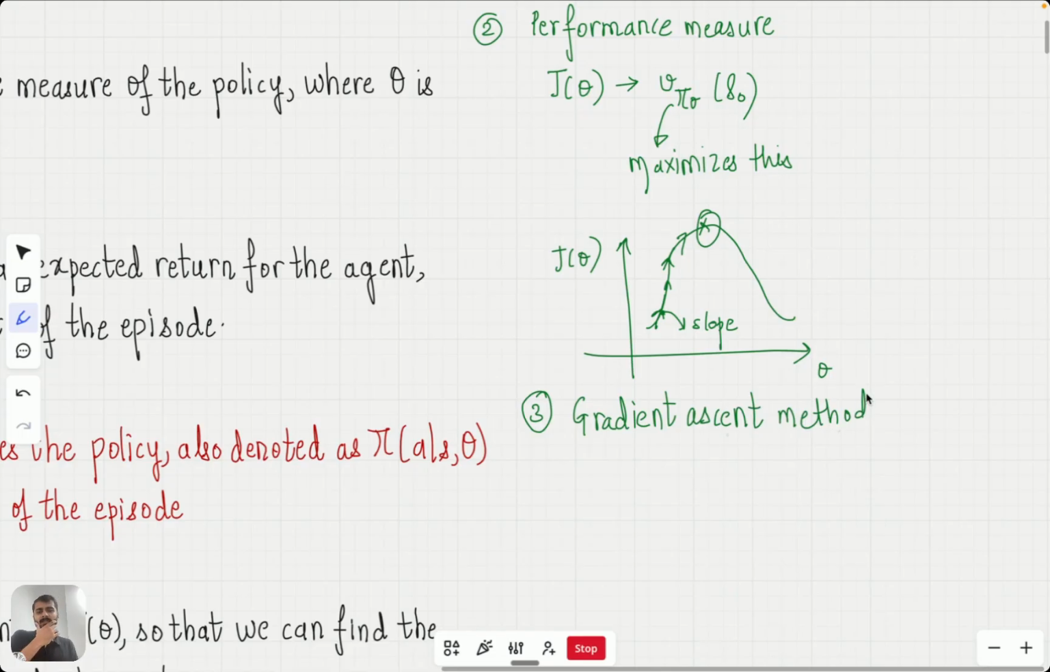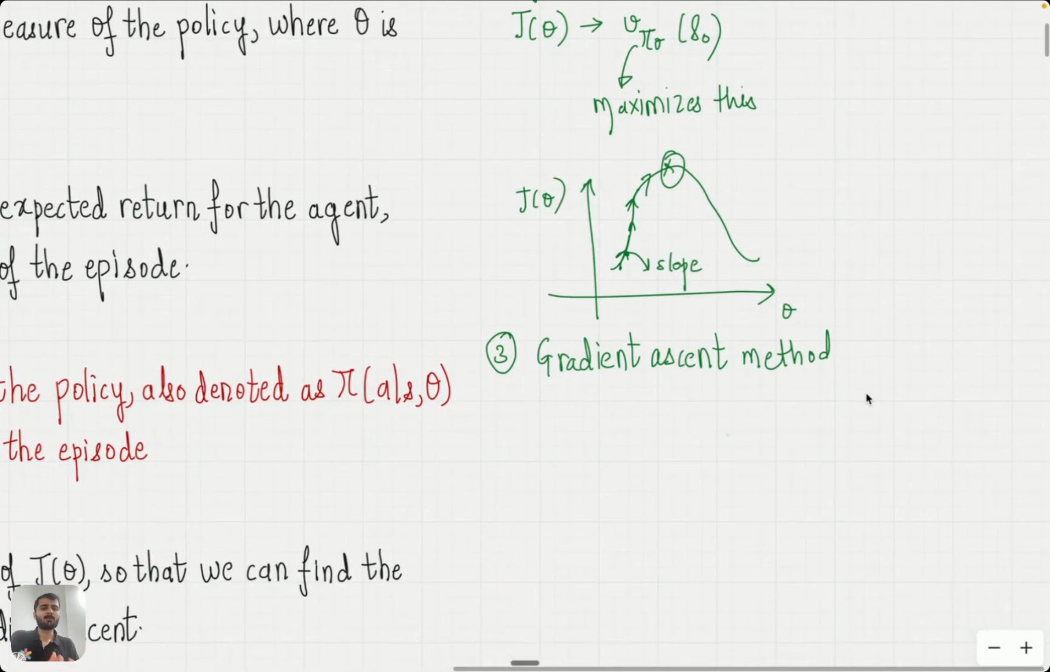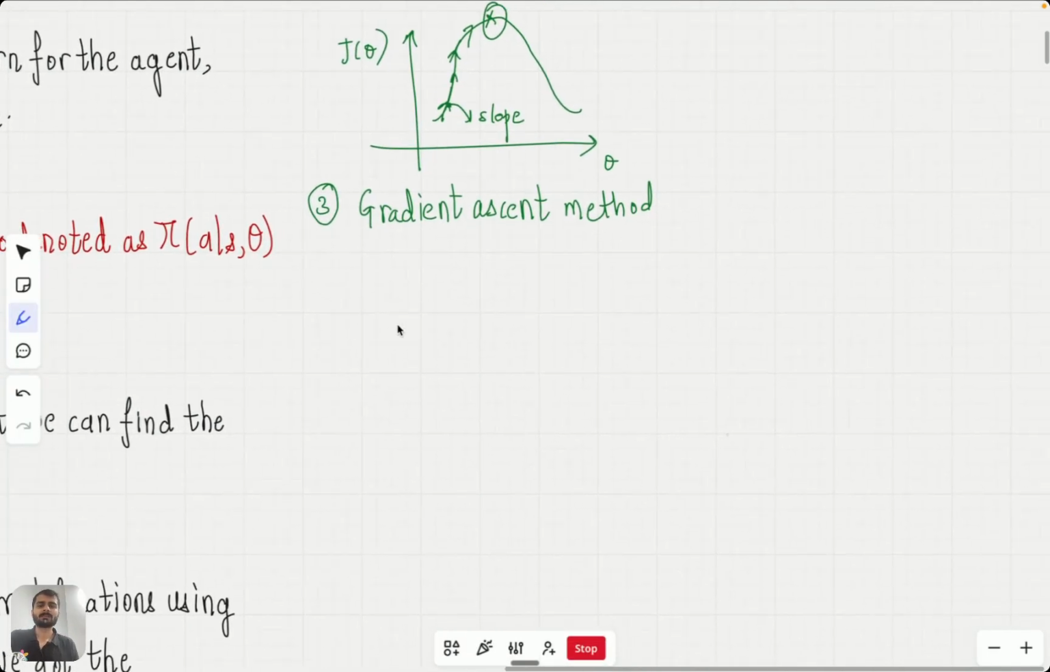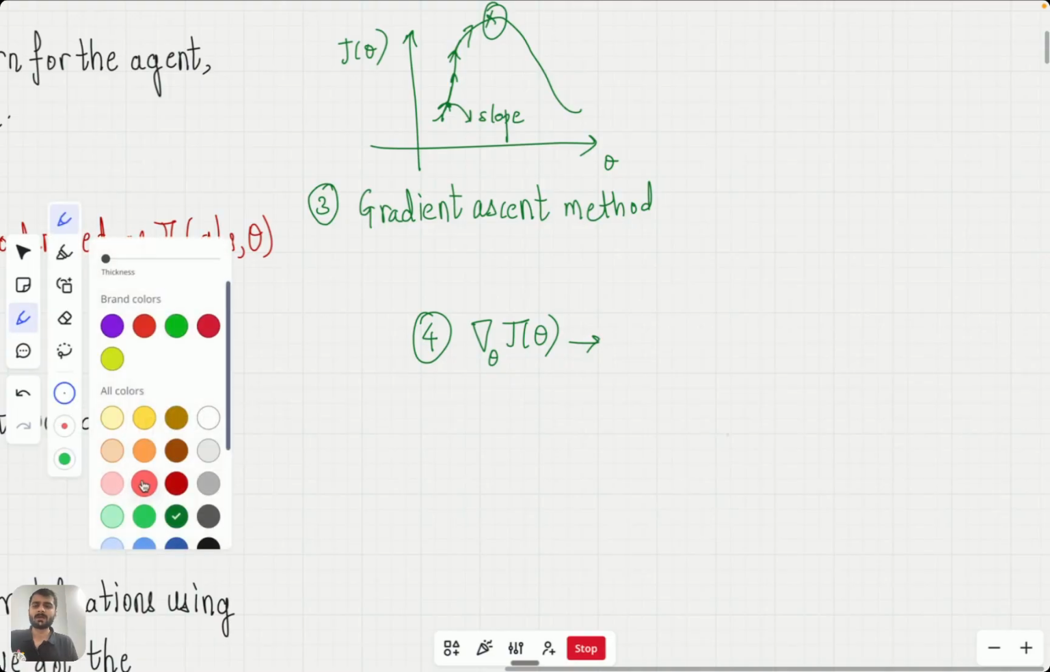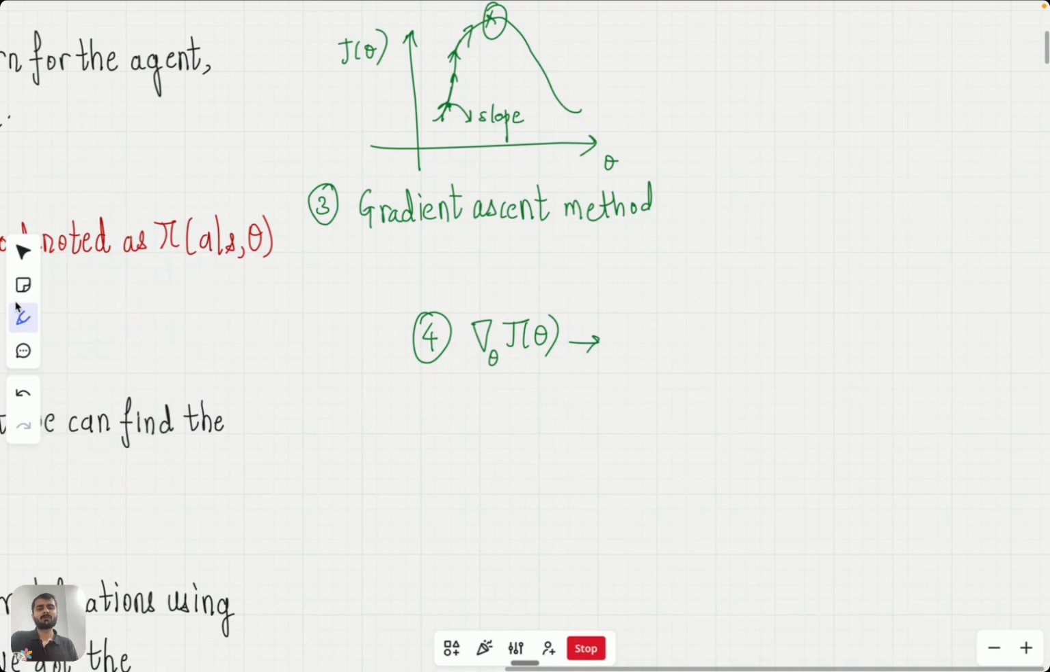Now the question is, how do we find the slope? How do we find the gradient of this performance measure with respect to the policy parameter? This gradient is denoted by grad J of theta, which is the gradient of the performance measure with respect to the policy parameter. Now, we said that this performance measure is going to be a combination of two things.